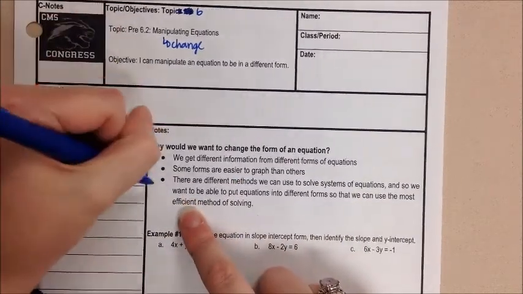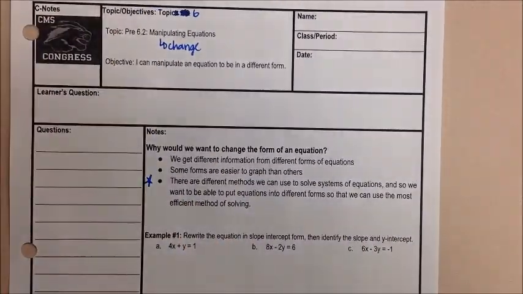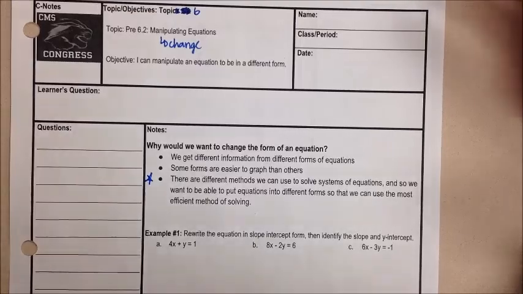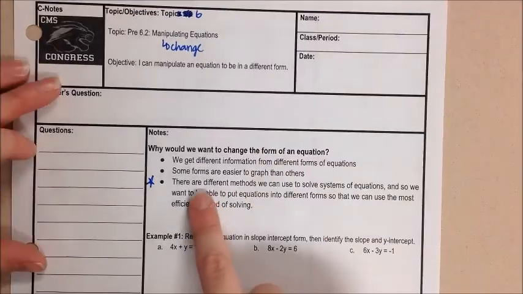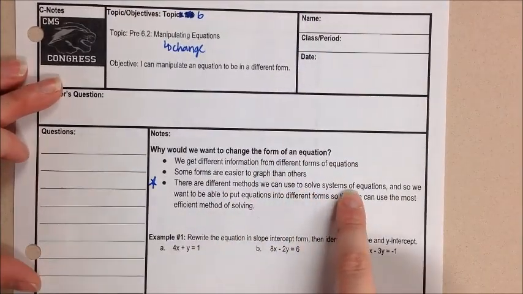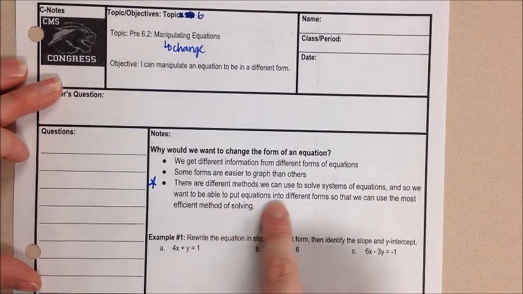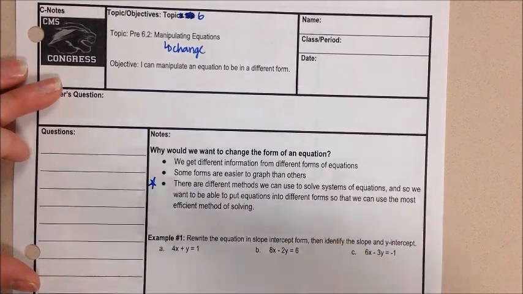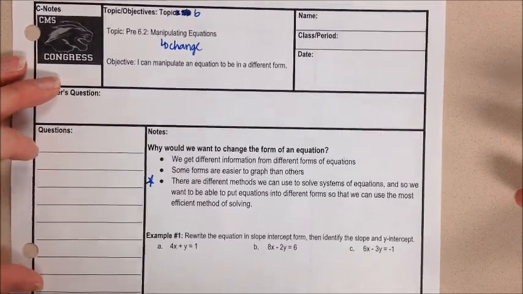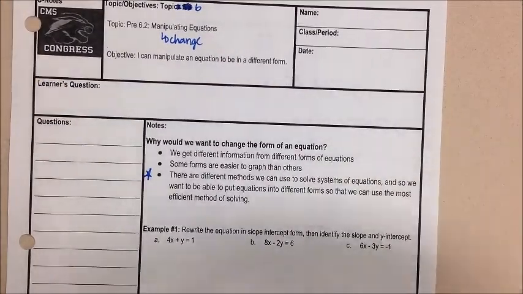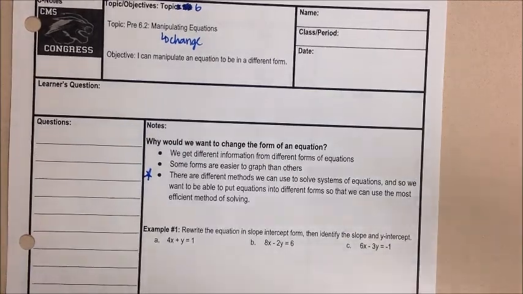Okay, and then this is going to be the reason why we need to learn right now or review how to manipulate equations, because there are different methods we can use to solve systems of equations. And so we want to be able to put equations into different forms so that we can use the most efficient method of solving. And you'll start to see that as we work through. That may not make sense right now, but as we go through all these notes, you're going to start to see why putting it into different forms would help.